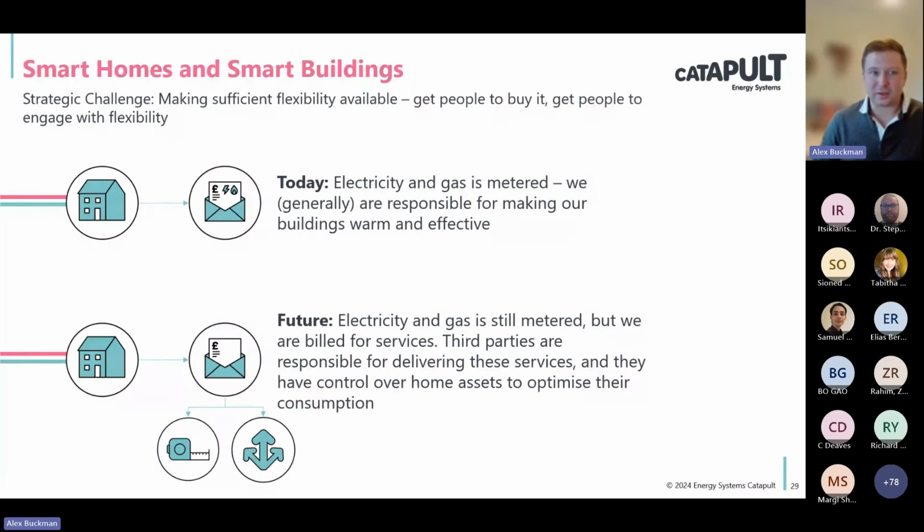In the future, and this is something that Catapult has done a lot of work on, electricity and gas will still be metered, but we are more likely to be billed for services. Third parties would be responsible for delivering those services, and they have control over assets within homes. So this is a case of, you pay for transport, for example. The third party is making sure that you can always get the kind of transport that you need from your electric vehicle when you need it. But at the same time, when you're not using it, they can make use of that asset in order to provide value to you and provide value to the system.